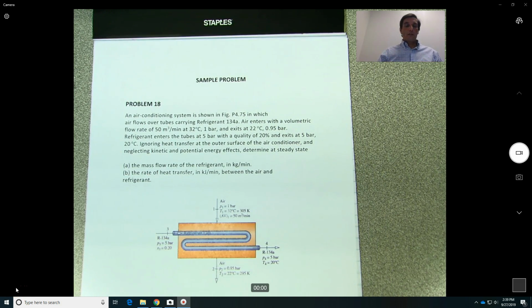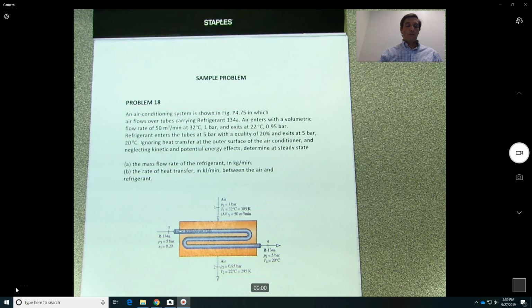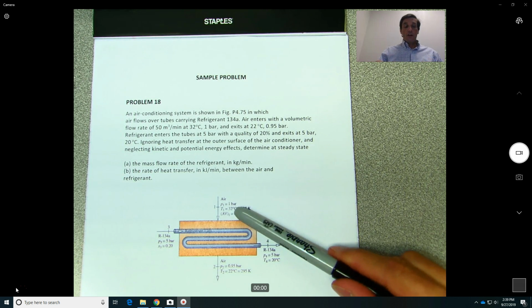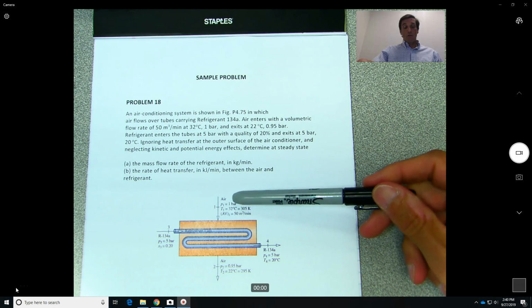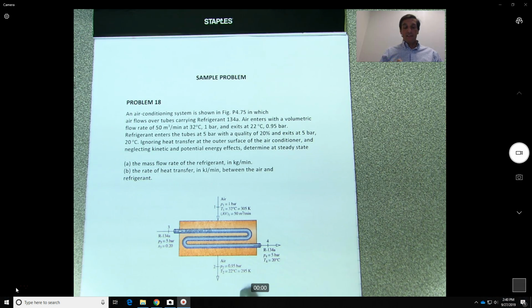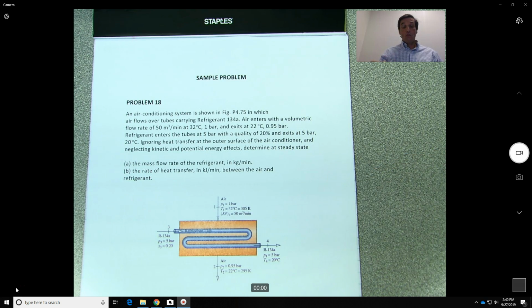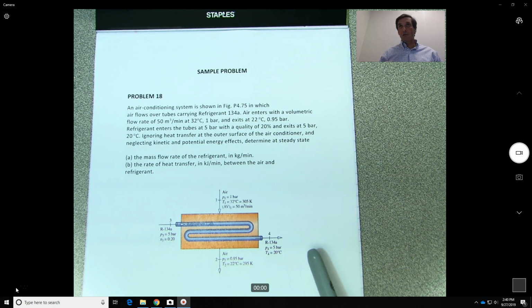Okay, so in this video we'll be solving this problem, which is a very simplified air conditioning system. Basically, you have hot air coming through a pipe over here, and it will be exiting at a temperature of 22 degrees Celsius, but it's going in at 32. So basically the air is getting cold. What they use in order to cool it is refrigerant 134A, which comes in here as a mixture and probably is going to come out over here as a superheated vapor. But again, that's my educated guess.